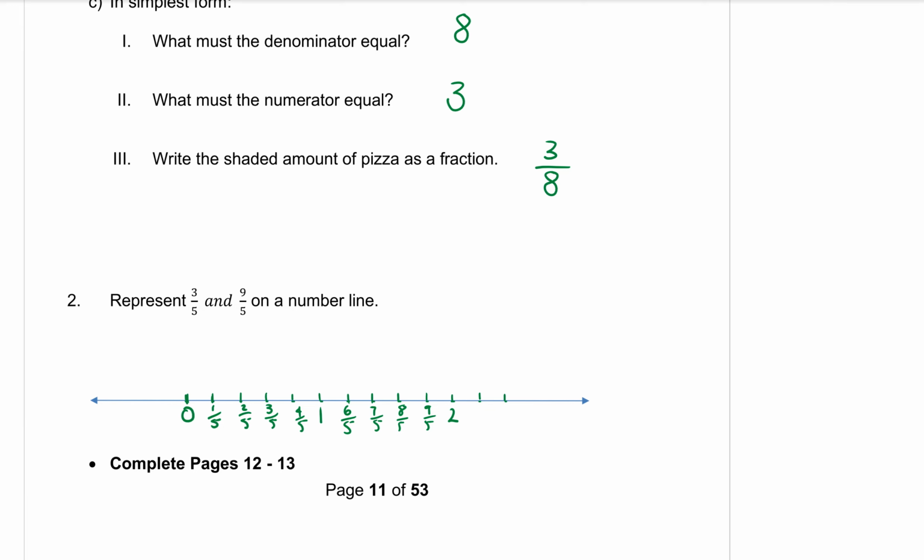So now I can mark, and you use a dot. I'm going to use my orange pencil. I just circled it. I want to represent 3 fifths. So at the 3 fifths, we put a dot sitting above that number line. That's how I show it. That's the one that I want. And 9 fifths, I put a dot above that one.